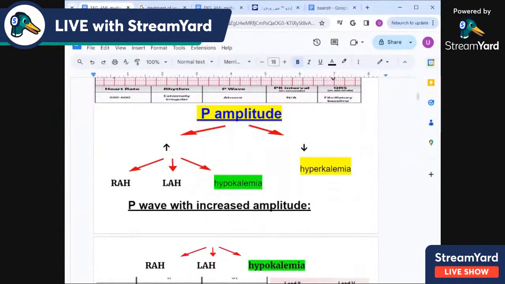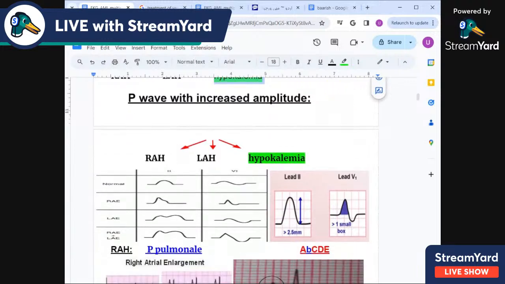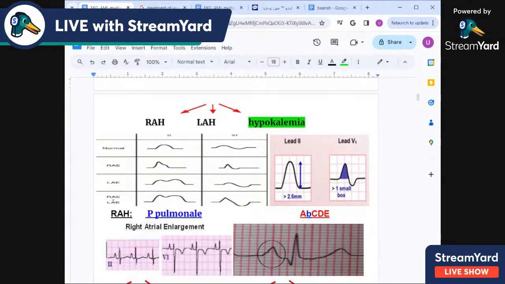Then we have P wave amplitude, increased or decreased. Increased P wave amplitude occurs in right atrial hypertrophy, left atrial hypertrophy, and hypokalemia, whereas decreased P wave amplitude occurs in hyperkalemia. So this P wave amplitude that is increased occurs in right atrial hypertrophy and left atrial hypertrophy. The right atrium is more related functionally to the pulmonary system. So the defect is known as P pulmonale also.